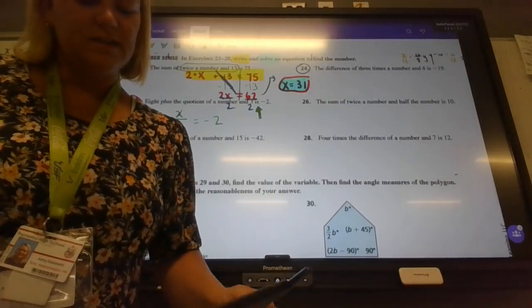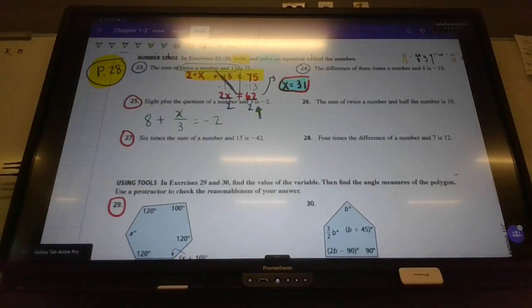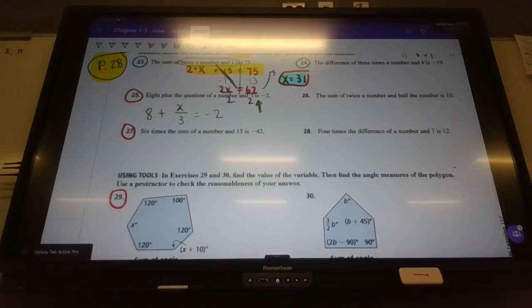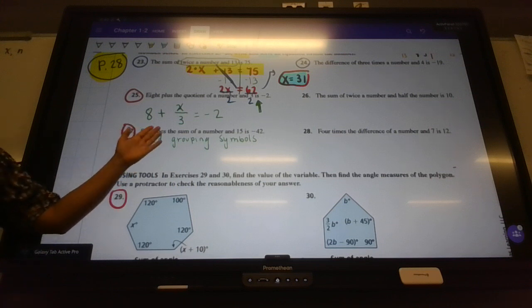Okay. 6 times the sum of a number and 15 is -42. Well, this one is a total upgrade because we're going to need parentheses here. This one's going to require grouping symbols because of the way it says 6 times a sum.